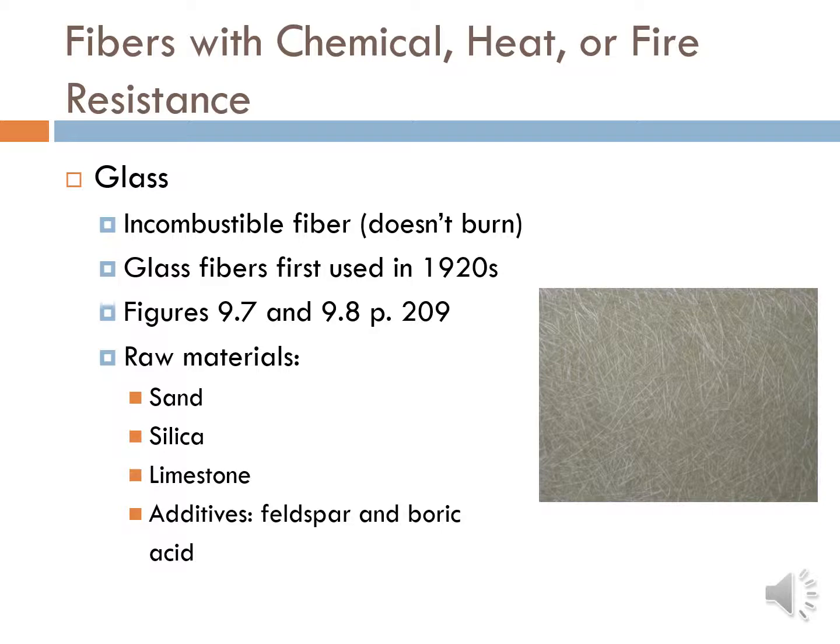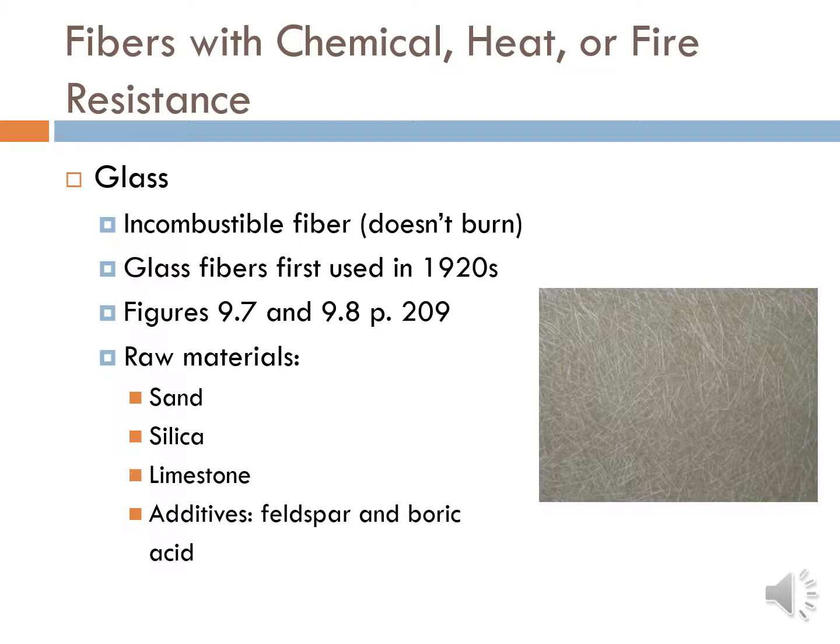Glass is a special fiber that is very fire resistant. In fact, it's incombustible, so that means it doesn't burn. It was used commercially for the first time in the 1920s, but it's actually been around for a very long time. The process of turning glass into fiber dates all the way back to the Phoenician time period. So it is a very, very old fiber.